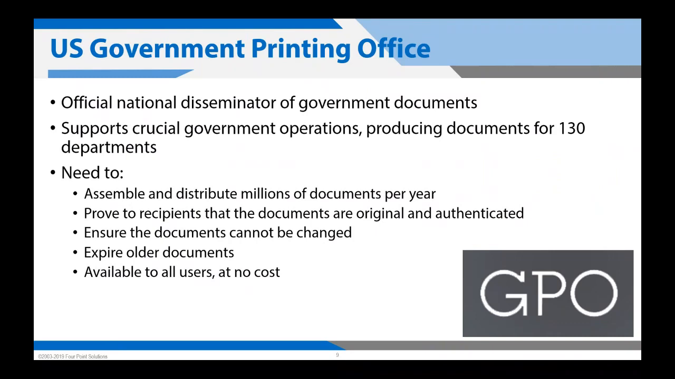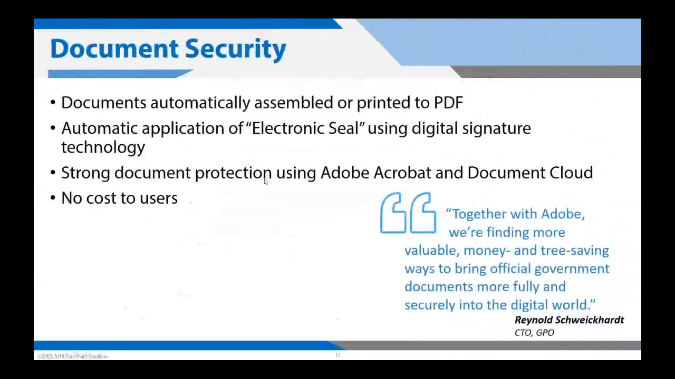They assemble and distribute millions of documents per year from multiple different formats and sources. And they prove to the recipients, usually the citizens of the United States, that the documents are the original documents, they are authenticated, and they are approved by the GPO. They ensure that the documents cannot be changed, and they need to expire older documents, and it needs to be available to all users at no cost. And they were able to do this using Adobe Experience Manager and PDF assembly.